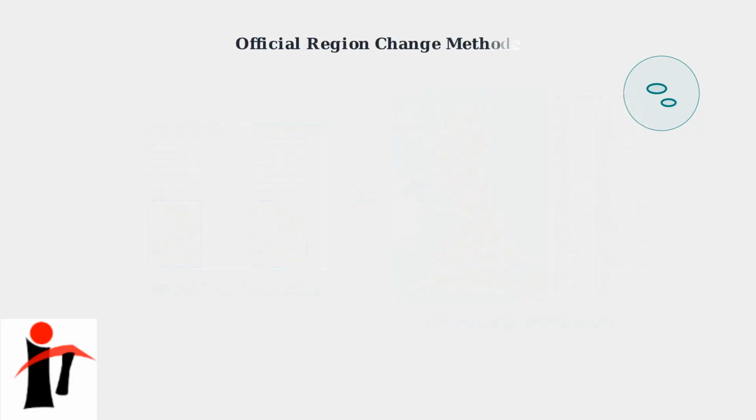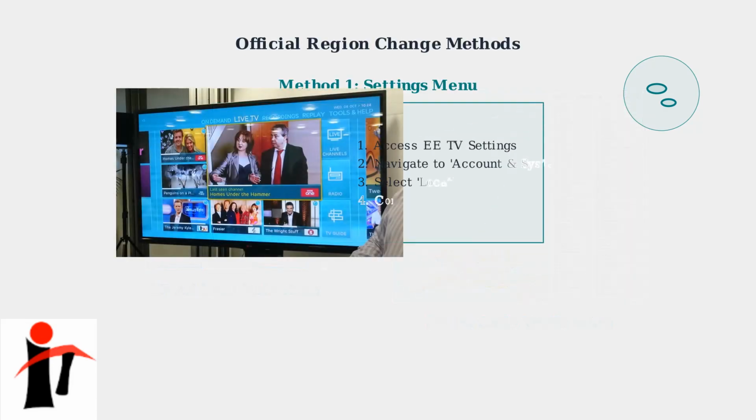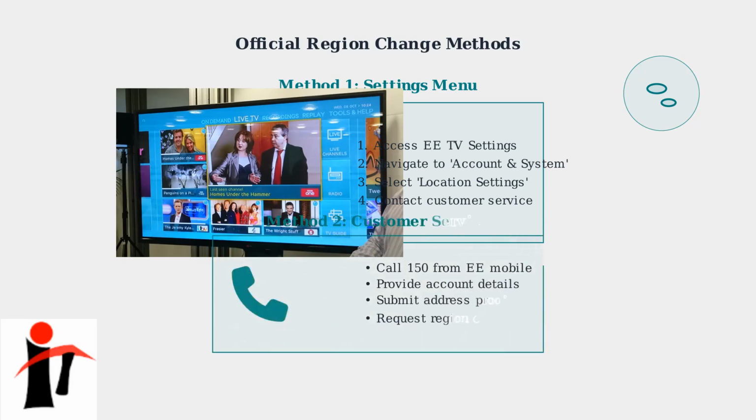If you have permanently moved within the UK, there are official methods to change your regional settings. The first method involves accessing your EETV settings directly through the device interface. The second method is to contact EE customer service directly. You can call 150 from your EE mobile phone, provide your account details and proof of your new address, then request the region change. This is often the most reliable method for legitimate relocations.